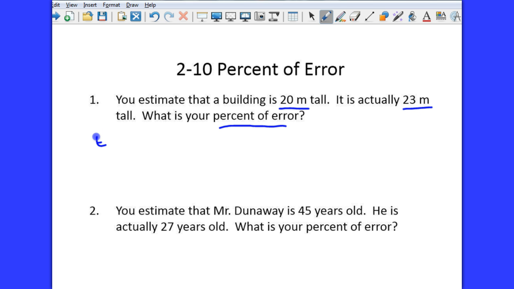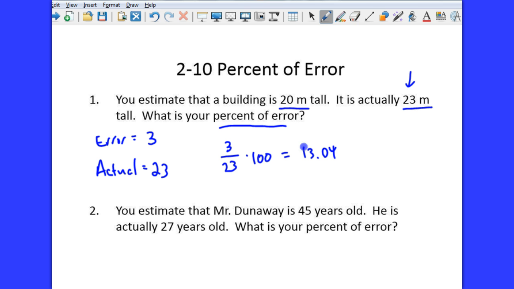Well, find the error. Now that's just like when we found the change. The error was 3. You missed it by 3 meters. Okay, the actual was 23. So 3 error divided by actual 23 times 100. Put all that in and you come up with, again, I think I had to round this off, about 13.04. So you could say it's about 13% error. Percent of error. And then let's do the last one here and we'll be done.